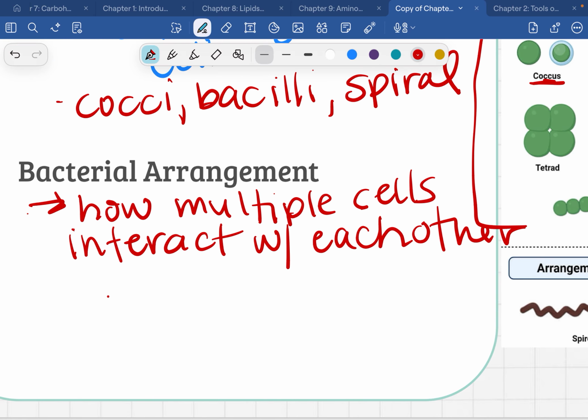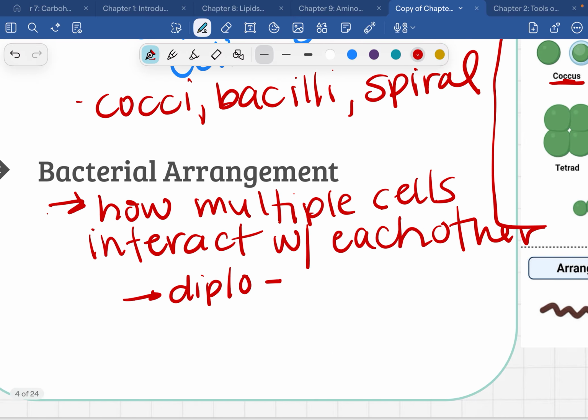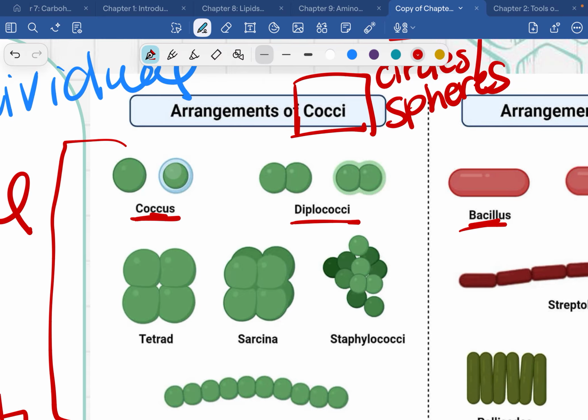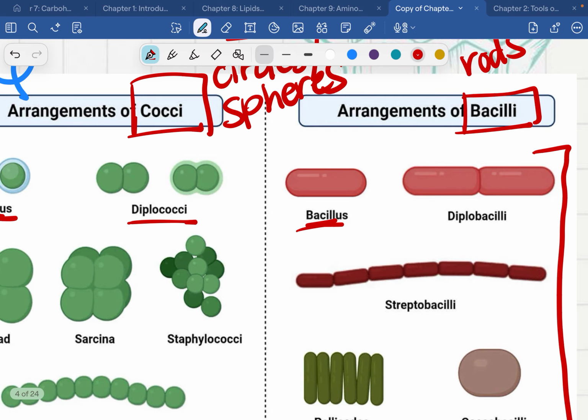So the ones you have to know for arrangement is the prefix diplo. And that prefix diplo, what do you think it means? What number? 2. Di means 2. Diplo means 2. Now you can have an arrangement with any type of shape. So you can have, like you see up here, a diplococci, which is when you have 2 circles attached to each other, right? Diplo and cocci. So when we use those words, a lot of times it's both the shape and the arrangement. Because cocci is the shape, diplo is the arrangement. You can also have a diplobacilli, which is 2 bacilluses attached together. Okay? So diplo means 2.